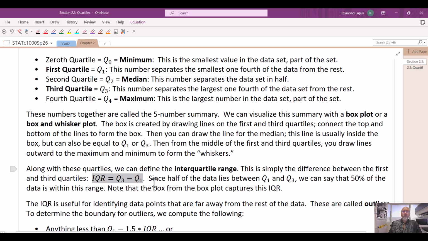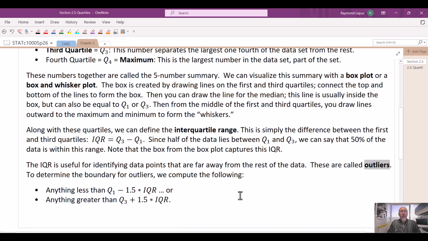That becomes an important aspect for us, and it is useful for finding things that might be outside of the usual bunching of the data. We have these things called outliers, where you have a number that's way far away from the rest of the data set, and we call them outliers.